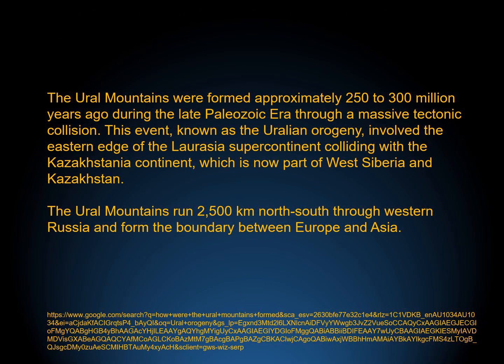The Ural Mountains were formed approximately 250 to 300 million years ago during the late Paleozoic era through a massive tectonic collision. This event, known as the Uralian orogeny, involved the eastern edge of the Laurasia supercontinent colliding with the Kazakhstania continent, which is now part of western Siberia and Kazakhstan. The Ural Mountains run for 2,500 kilometers north-south through western Russia and form the boundary between Europe and Asia.